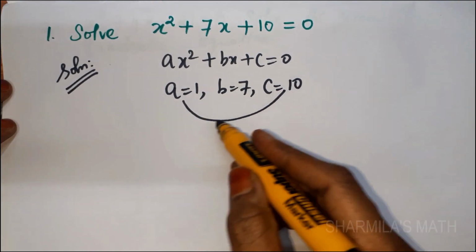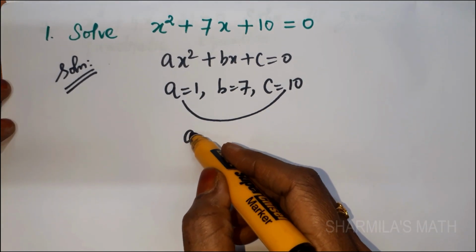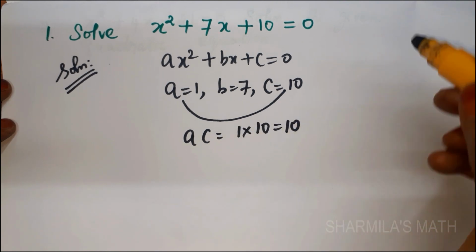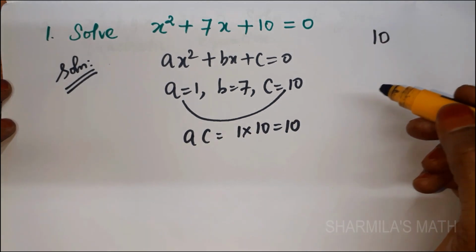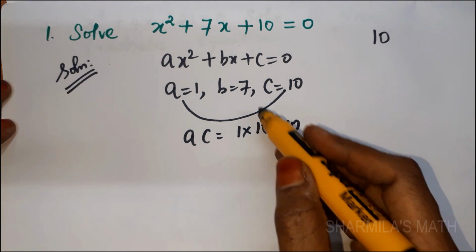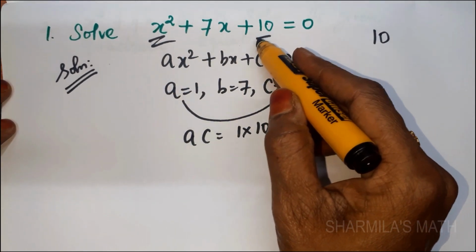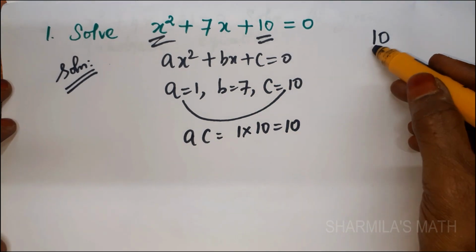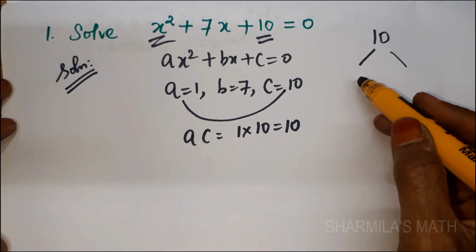We have to find the multiplication of a and c. So ac is equal to 1 into 10, which is equal to 10. For this 10, we have to look at the sign. This is plus 1 and this is plus 10, so on multiplying these two we are getting plus 10. We have to find the factors for 10.